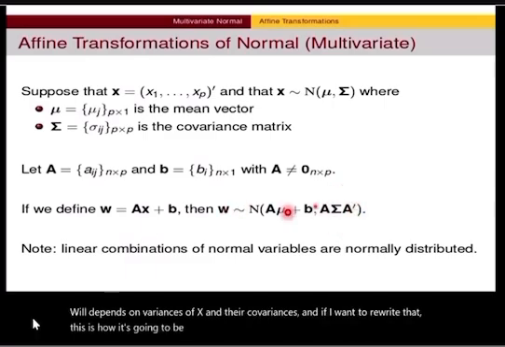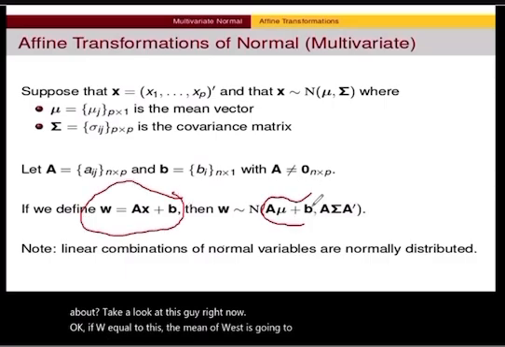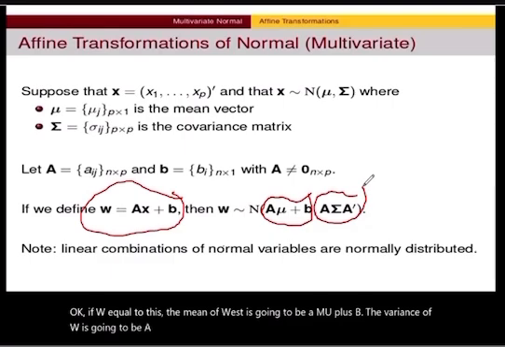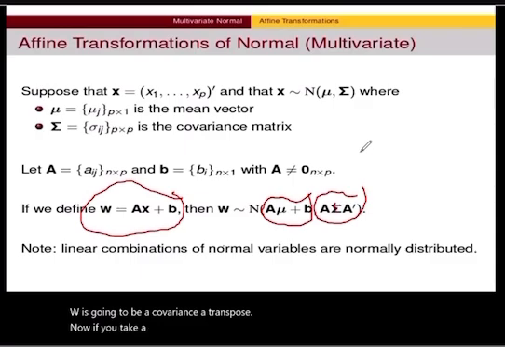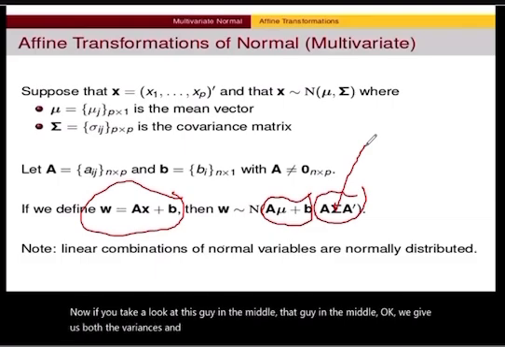Take a look at that. Now, what am I trying to talk about? Take a look at this right now. If W is equal to this, the mean of W is going to be A mu plus B. The variance of W is going to be A covariance A transpose. The part in the middle will give us both the variances and the covariances of X1, X2, up to XP.